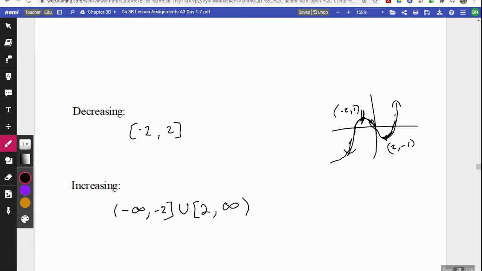So the increasing has 2 parts to it. The graph is increasing from the leftmost side, and then after 2 to the rightmost side, and then to infinity. The decreasing part only happens, it only dips back down in the middle.